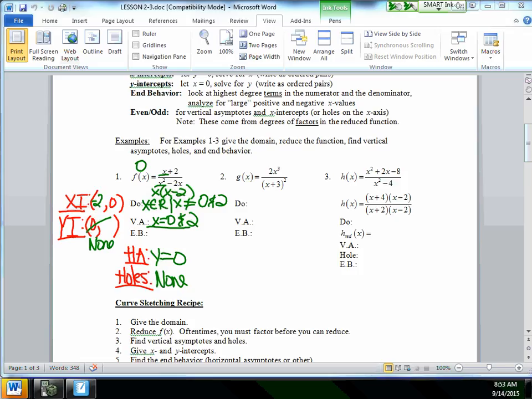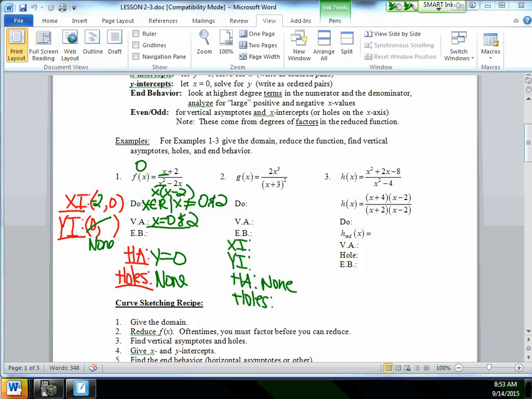Okay, so let's go to example number 2. Same thing, x-intercept, y-intercept, HA, holes. Just get used to writing all this down on your paper. And as I look at it, I can see nothing's going to factor out. So I'm going to address the hole issue right now, that there is none.